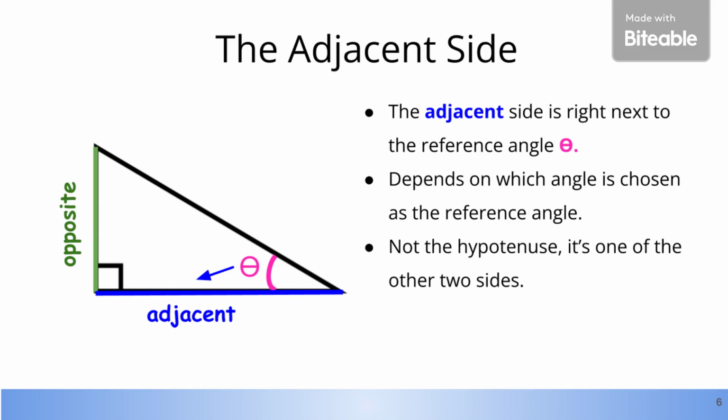The adjacent side is the side that is next to the reference angle, theta, but it's not the hypotenuse. Adjacent simply means next to, so this side shares a boundary with the reference angle.